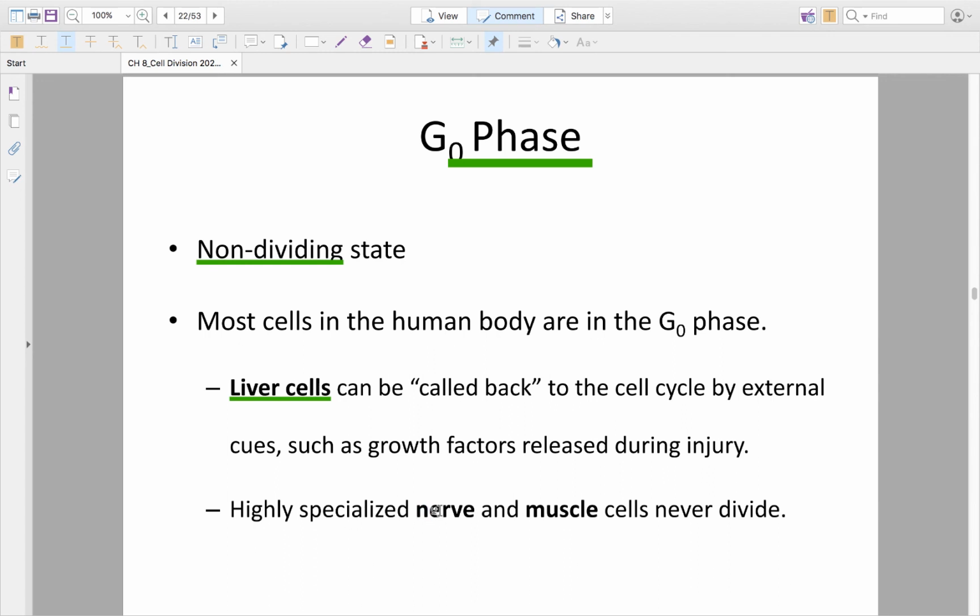Nerve cells, muscle cells, they never divide. That means if you damage a nerve cell, you're done. It will never fix itself. That is why people get paralyzed or nerve damage is permanent, because they do not go through mitosis. They stay in a G0 stage. Same thing with the muscle cells as well. They do not leave the G0 phase. The liver cells can, but not very often.